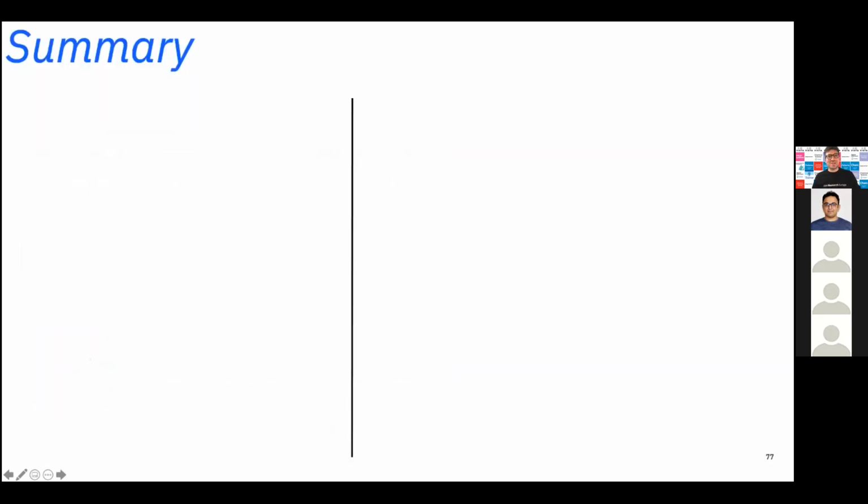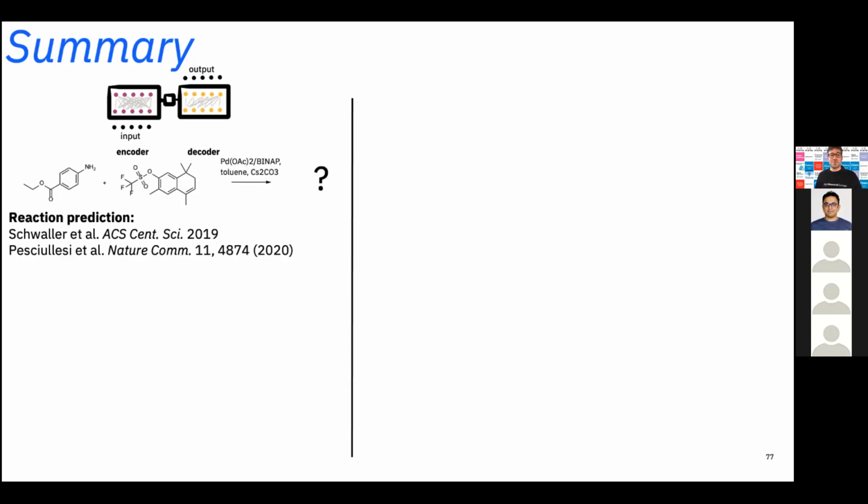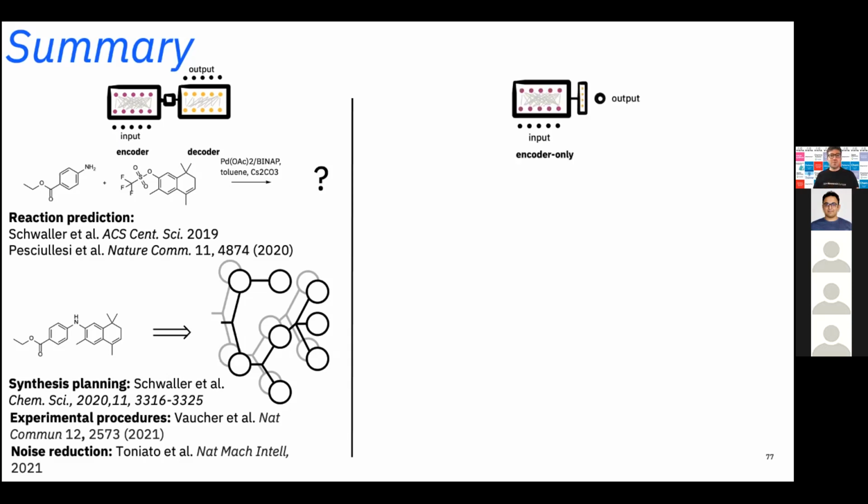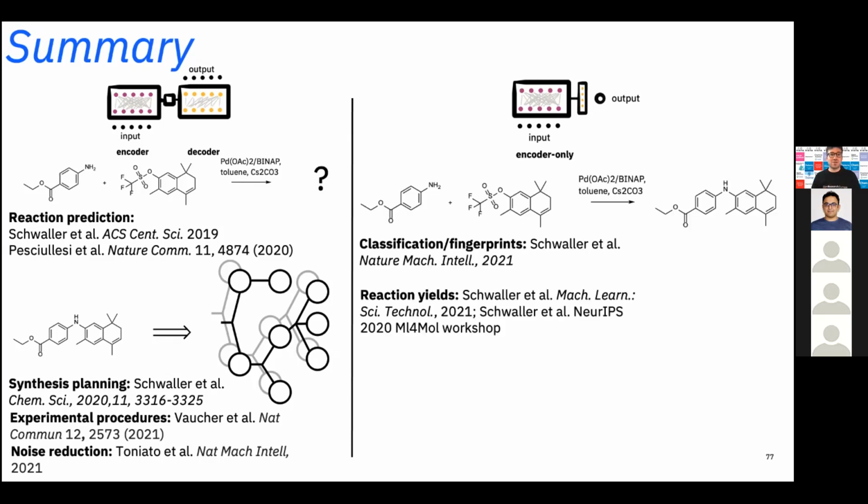And here, just a quick summary of my talk. In the first part, you've seen encoder-decoder transformer models that we've used for reaction prediction, synthesis planning, the prediction of experimental procedures, and also noise reduction in reaction datasets. In the second part, we turned to encoder-only transformers for classification in fingerprints, reaction yield prediction, and atom mapping.